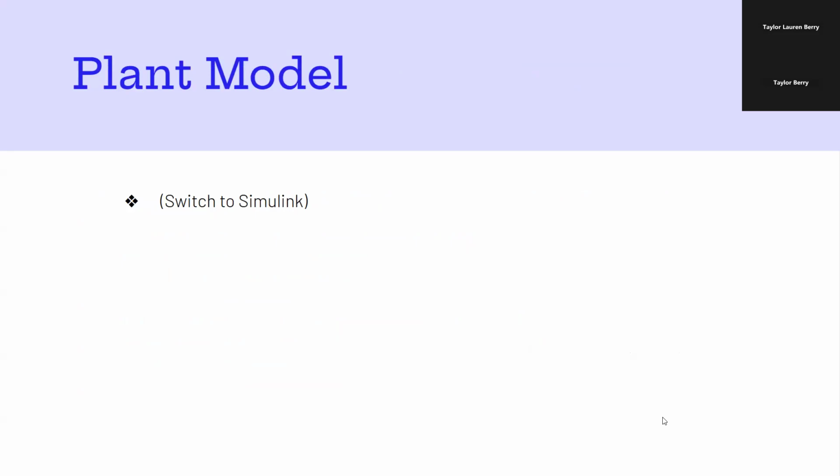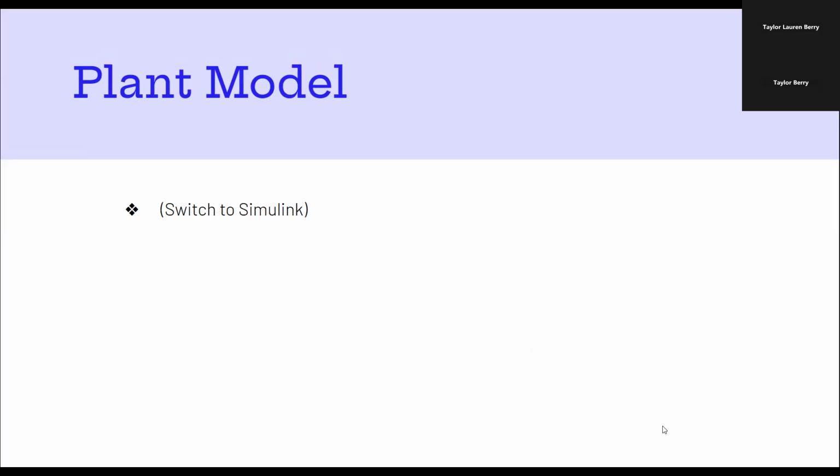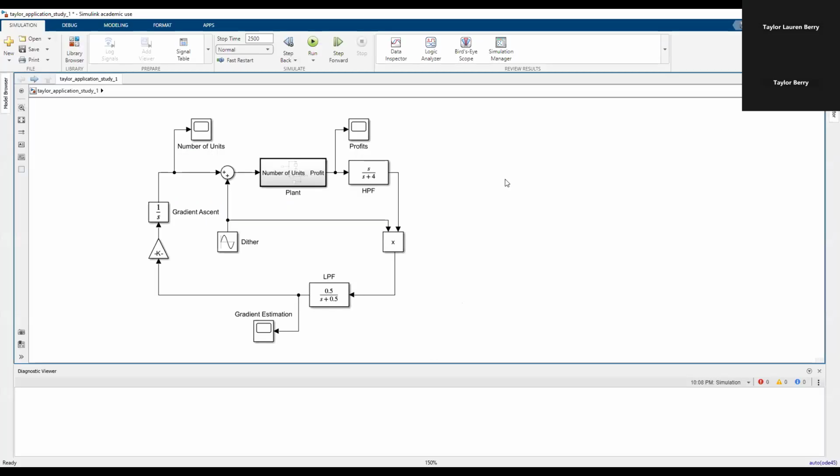So I'm going to switch my screen. Okay, so here we are in Simulink.